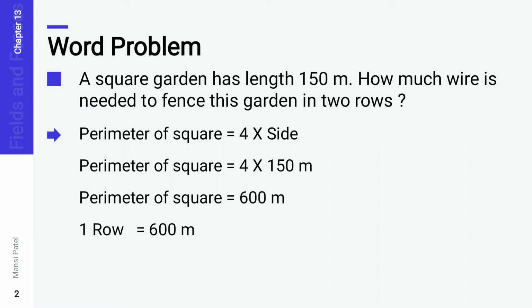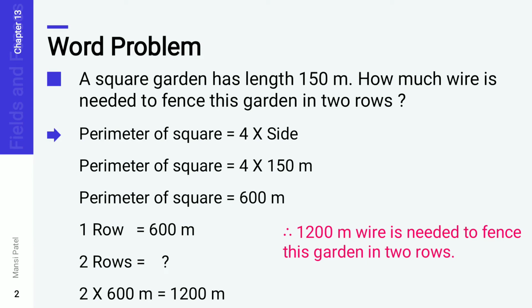Now how many rows do they want to make? They want to make 2 rows is equal to question mark. So the number written in the cross, do the multiplication. Here we have to multiply 2 by 600. 2 multiplied by 600 is equal to 1200 meter. Therefore, 1200 meter wire is needed to fence this garden. To make the 2 rows of fence, a gardener needs 1200 meter wire.